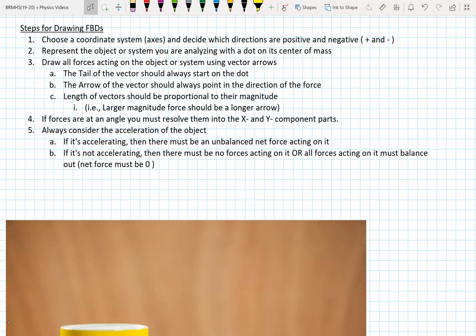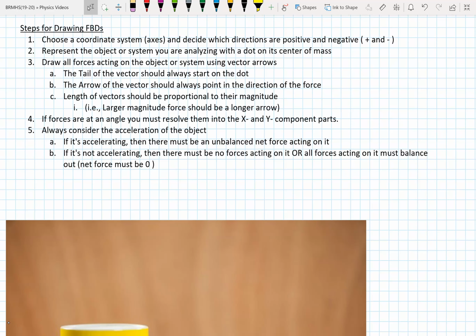Once you pick right as the positive direction on the x-axis, make sure you keep right as the positive direction the whole time you're working the problem. Represent the object or system you're analyzing with a dot at its center of mass. Draw all forces acting on the object or system using vector arrows. The tail of the vector should always start on the dot. The arrow of the vector should always point in the direction of the force. And the length of vectors should be proportional to their magnitude. That is, a larger magnitude force should be a longer arrow.